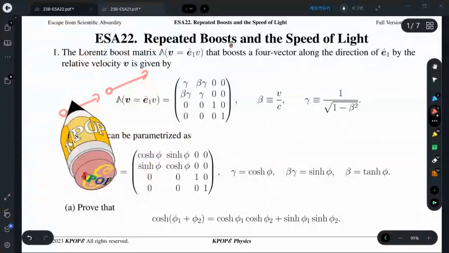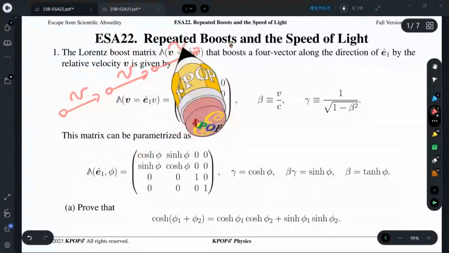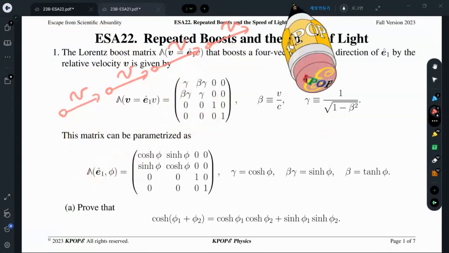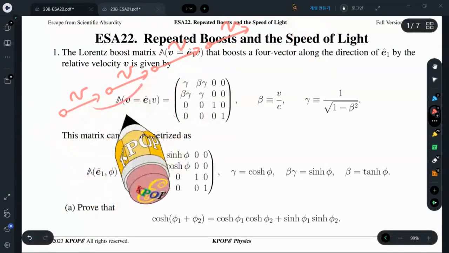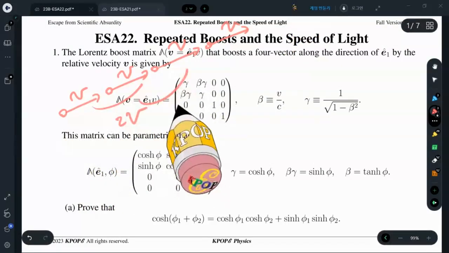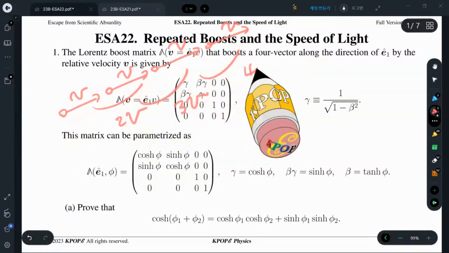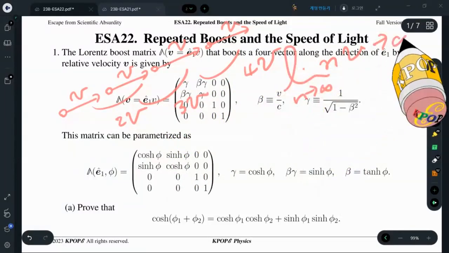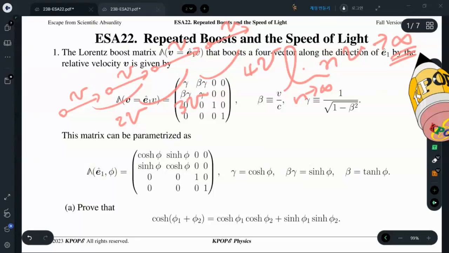Now we are interested in what's happening when I boost the system in series. V, V, V, V, V to infinity. In Galilean relativity, if I boost by V, V, V, V, then I combine this to 2V, combine this to 3V, 4V, and nV as n goes to infinity, infinity, and beyond.